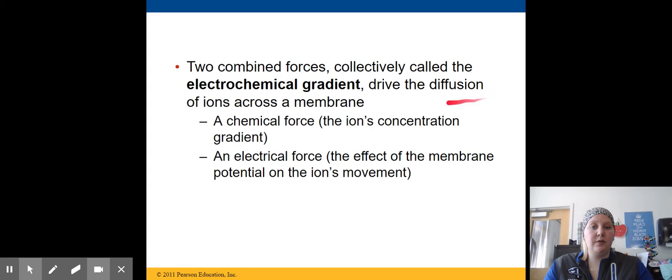When you combine those two forces, you get an electrochemical gradient that drives the diffusion, passive transport, of ions across a membrane. Diffusion and active transport often work hand in hand, and here's why. First is the chemical force that creates that concentration gradient, and the second is the electrical force, which is the effect of membrane potential on an ion's movement, which can cause the diffusion to happen.